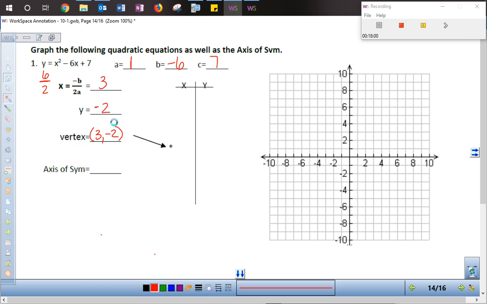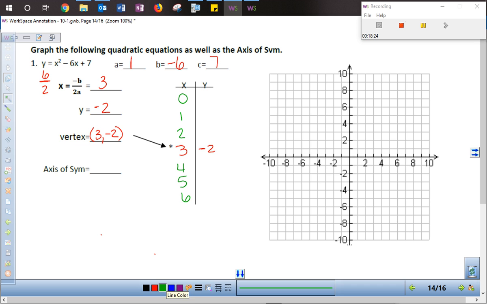And again, guys, this is the most important point on our graph. So that needs to go in the middle of our t-chart. Now to figure out what other points I need, I count up 3, so 4, 5, and 6. And I need to count down 3, 2, 1, and 0.